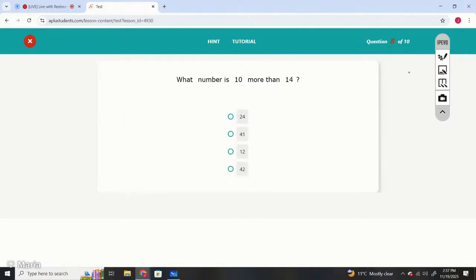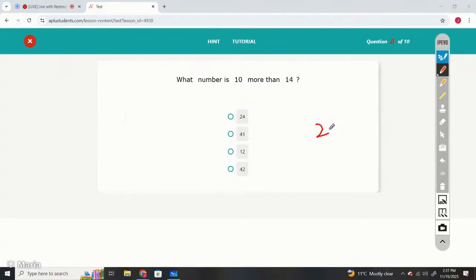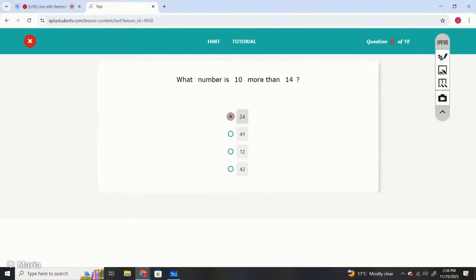What number is 10 more than 14? So which is the correct option? 10 more than 14 means you need to add 1 to the tens digit. So 1 more than 1 means 1 plus 1 is 2. So that is 24. The correct option is 24. It is option number 1 is the correct option.